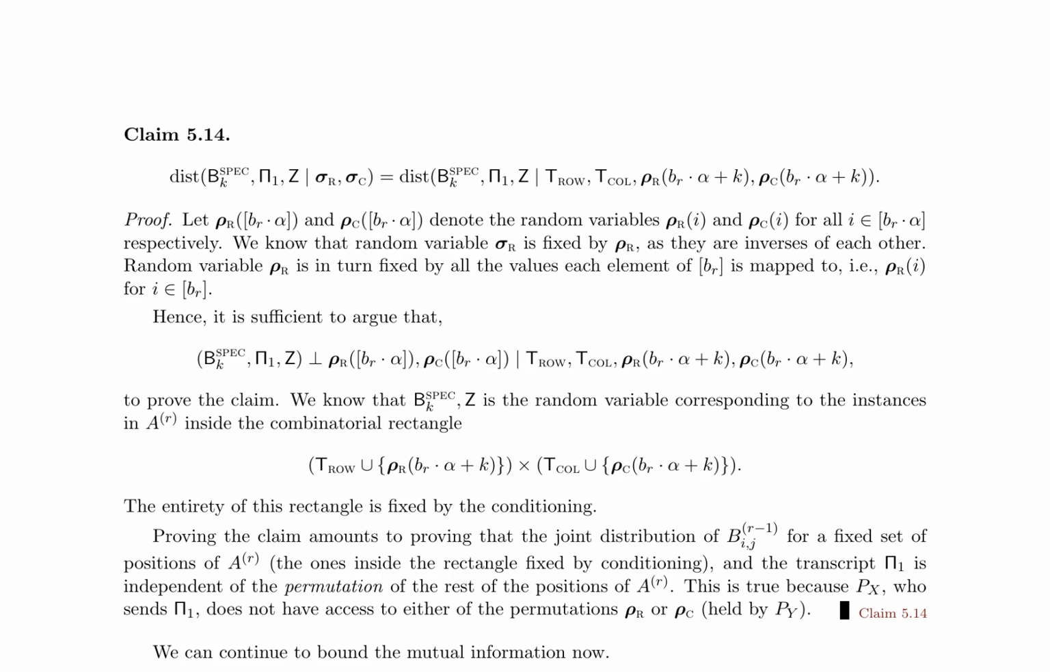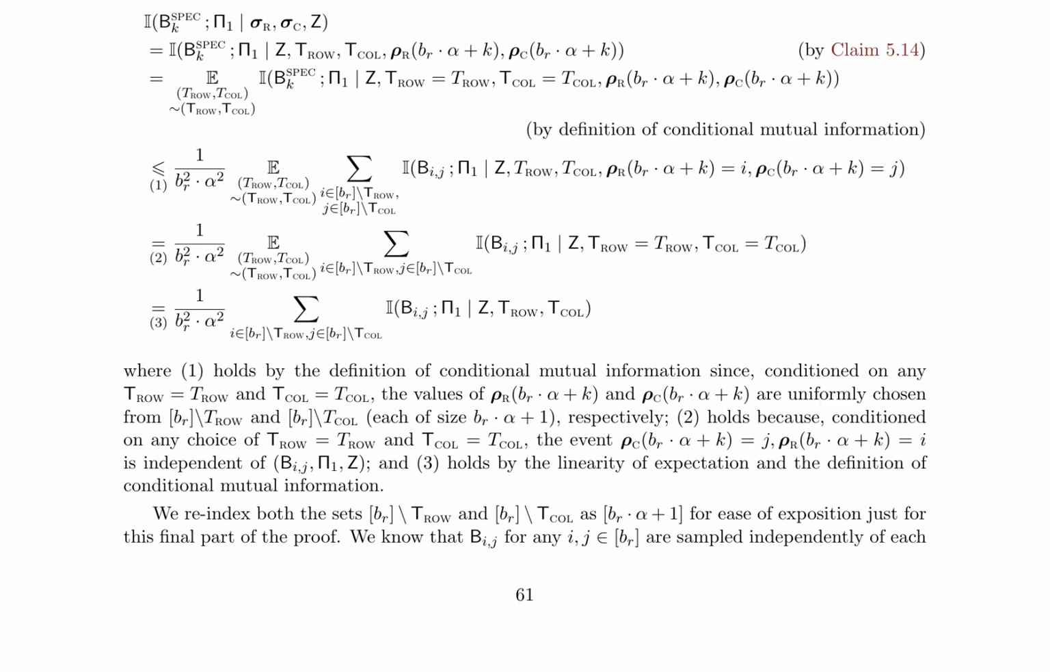The mutual information is subsequently bounded by leveraging claim 5.14 to express it as a conditional mutual information given Tro, Tcol, ρr,B_α+k, ρc,B_α+k. This expression is further bounded using the definition of conditional mutual information and the linearity of expectation. The resulting bound is formulated in terms of the mutual information between Bi,j and Π1 given Z, Tro, Tcol for all I, J element of B_r, Tro, B_r, Tcol.